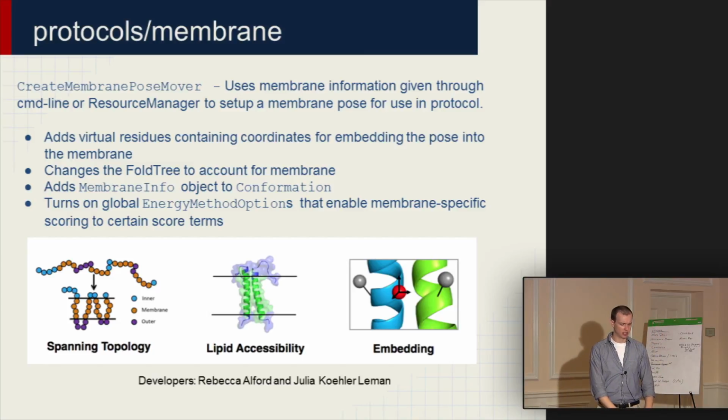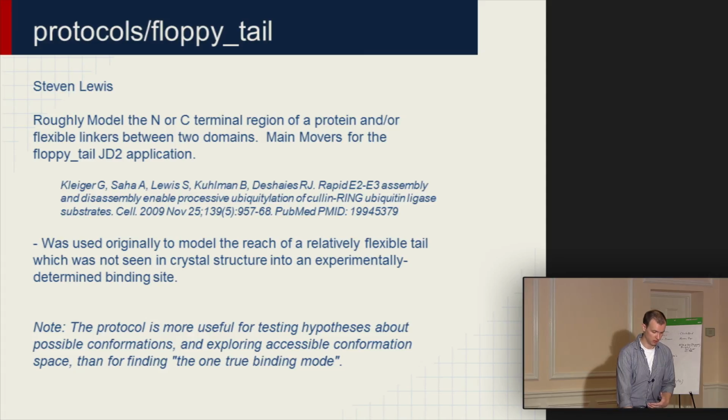There's some code that's actively under development by Rebecca and Julia Lemon in the Gray Lab for modeling membrane proteins. They're not the first people to work in Rosetta on membrane proteins, but some of their code lives here, where they're able to, say, set up a special membrane pose with this create membrane pose mover that mirrors the symmetry mover. This code is actively under development, and I'm not terribly familiar with it, so I'm going to just tell you that it's here, encourage you to look at it, and move on.